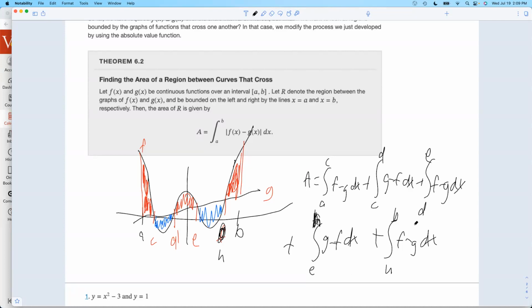So if we have one of these problems, we'll find every place they cross in between our starting and ending points, and we'll break our integral up into a bunch of different regions and make sure we always have the one on top first, which means we have to graph both the functions out, and we got to do a little bit of algebra.